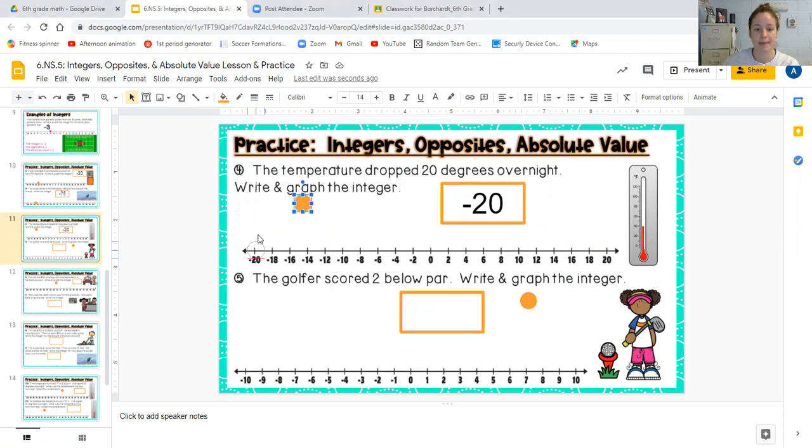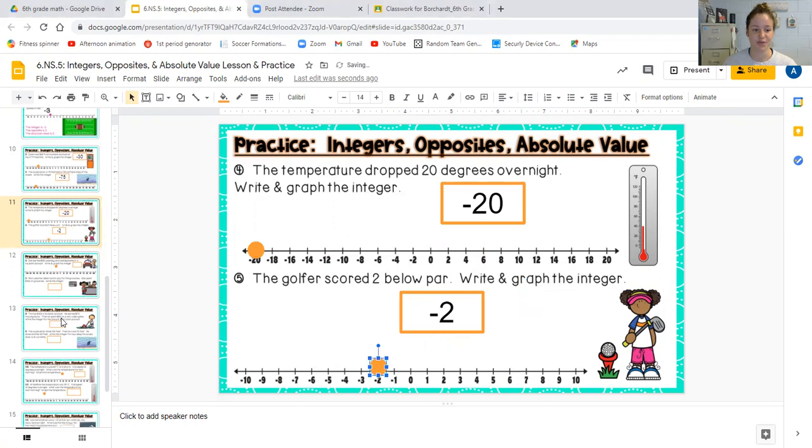All right, let's look at this last one together. The golfer scored 2 below par. Now we're talking about golf here, but it does have that keyword below. Since it is below, what kind of number would that be? A -2. Very good. What did we skip count by on this number line? We just counted by ones. So we'll drag that dot and put it on our -2.